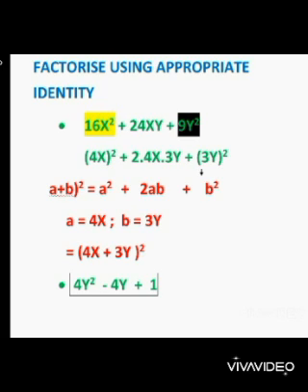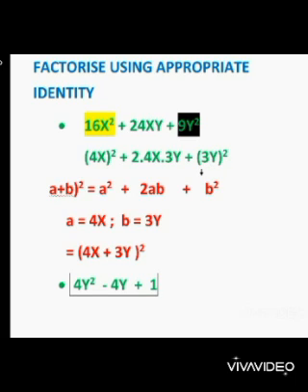And you see the last term here, 9y square. It is also a perfect square. So you can write 9y square as (3y) whole square. So the a value is 4x here and the last term b is equal to 3y here.